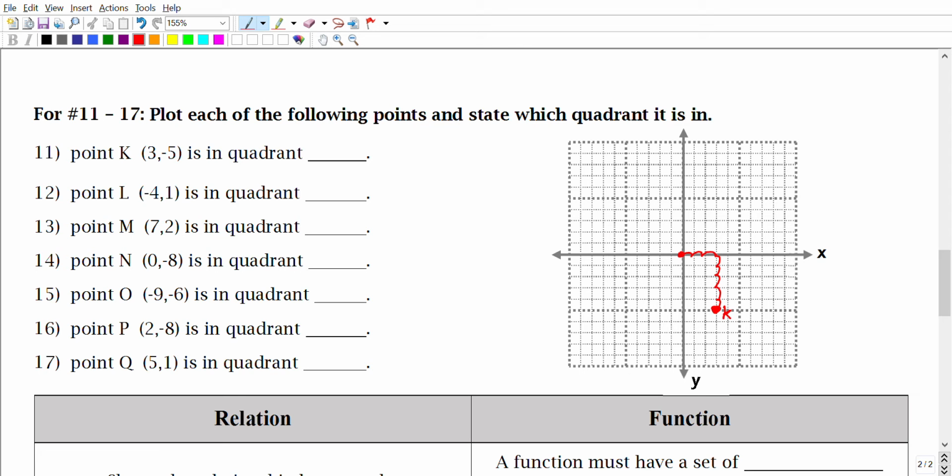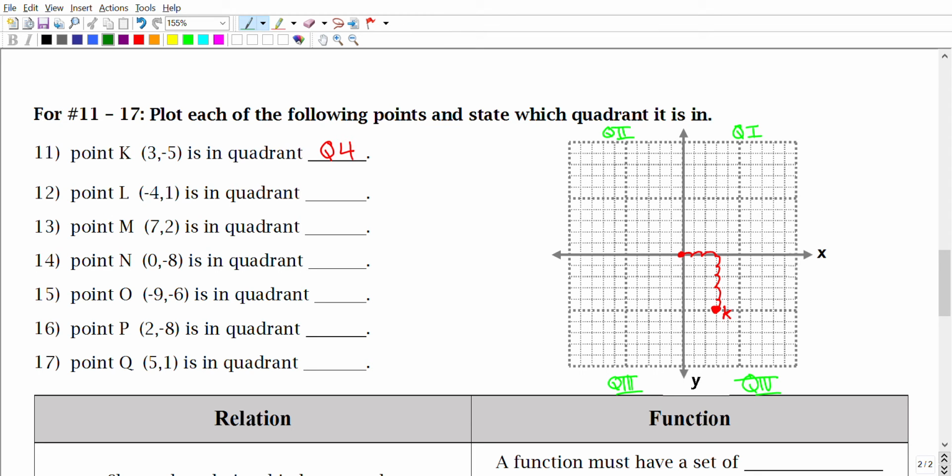Well, let's go ahead and make sure we remember our quadrants. This upper right-hand one is quadrant 1, quadrant 2, so we're going counterclockwise, quadrant 3, and quadrant 4. All right, so what quadrant did we fall on? We fell in quadrant 4. Okay, good.